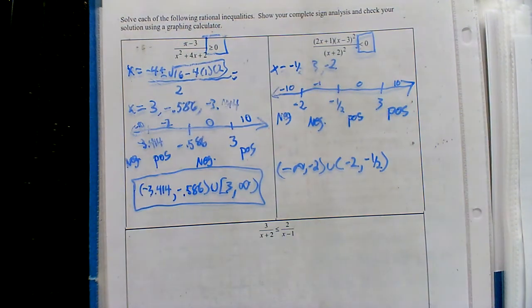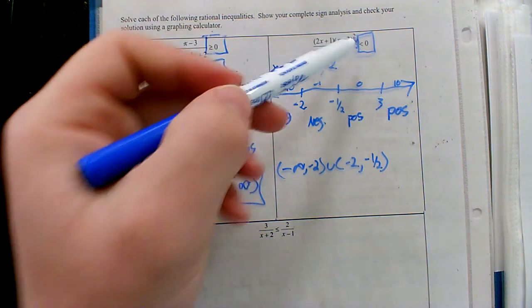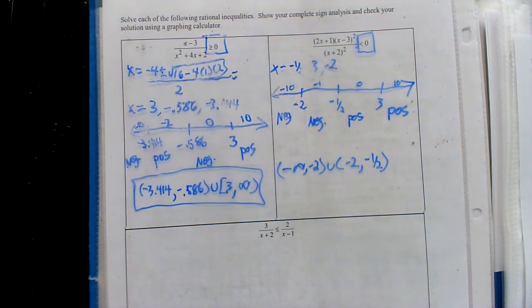Very good. Why can't I include any brackets? Yeah, it's not equal to 0, it's just less than 0. So if it was less than or equal to 0, you could possibly have some brackets in there, but it's just less than 0, so all parentheses. Getting a little easier? Alright, so we have one left here, but this one looks a little different.